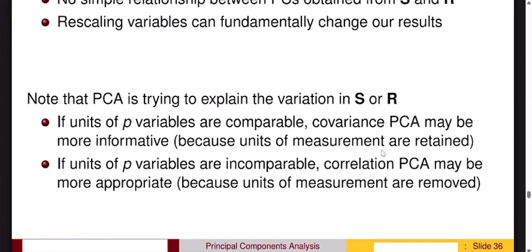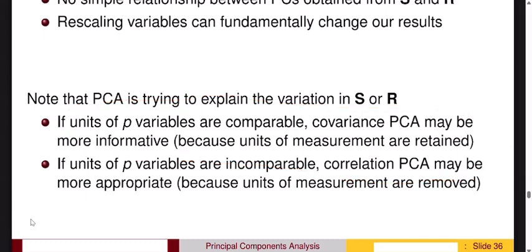They are appropriate for use. Look at this. If the units of the p variables are comparable, then covariance PCA may be more appropriate. But in situations where they are incomparable, if they are in different units or not on the same scale, then we have to use a standardized covariance. Standardized covariance is the correlation matrix.